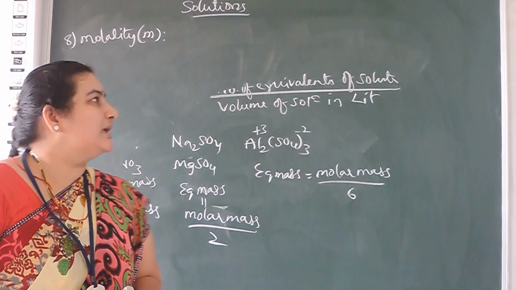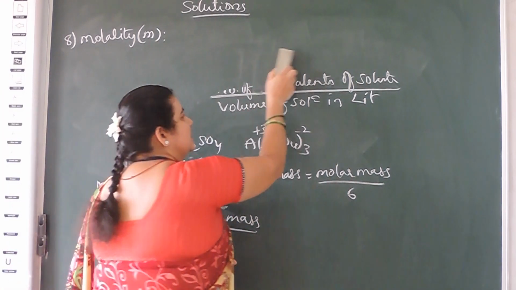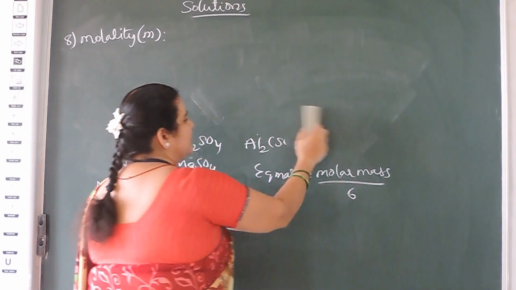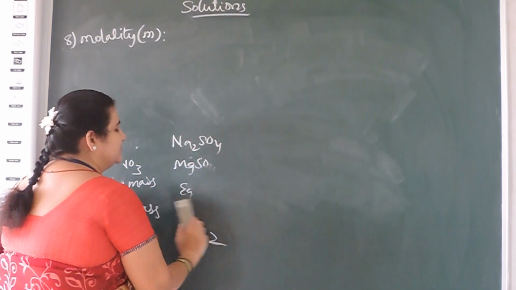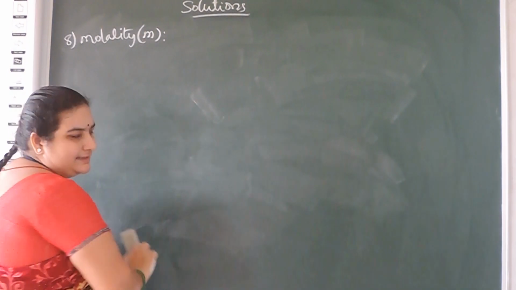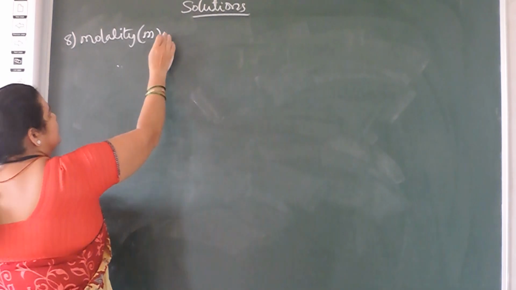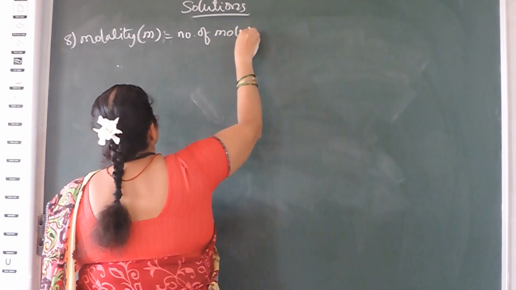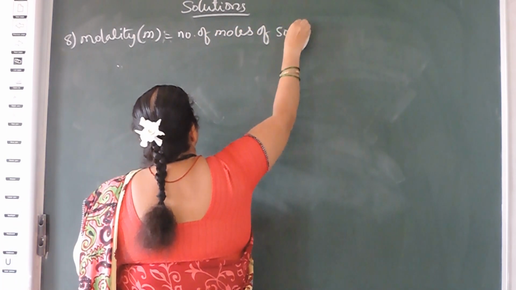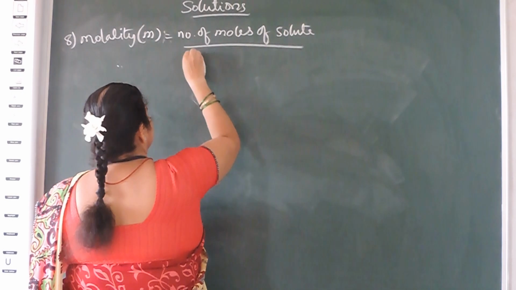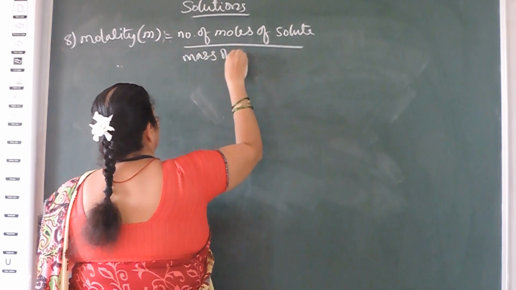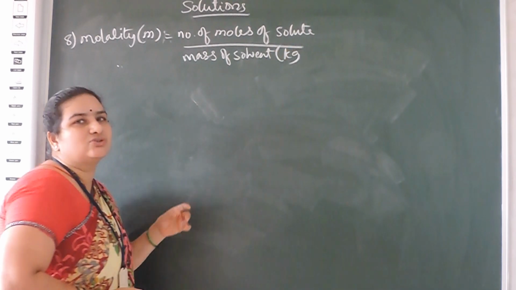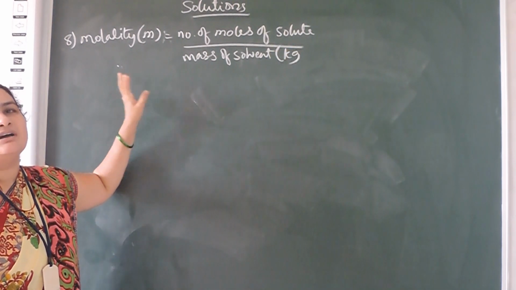Molality is defined as the number of moles of the solute per mass of the solvent in kg units. So molality m is equal to the number of moles of the solute divided by the mass of the solvent in kgs. Compulsorily it should be in kg units.